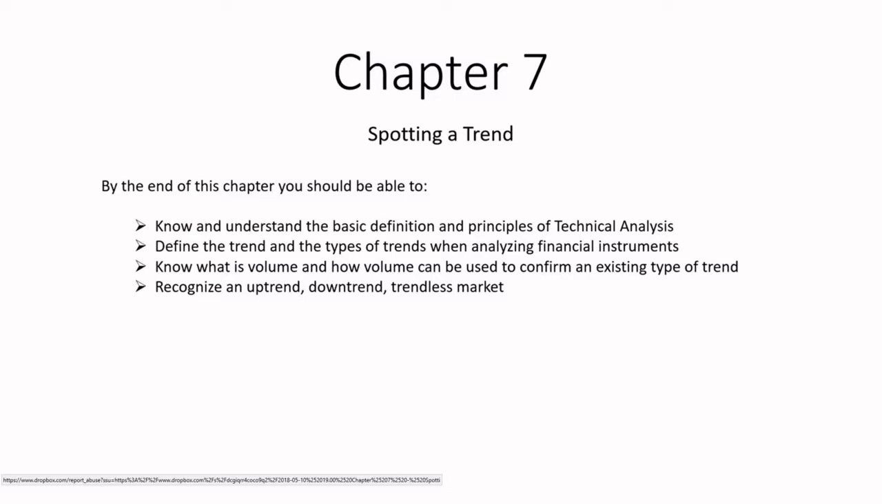Number two, define the trends and the types of trends when analyzing financial markets. Number three, know what volume is and how volume can be used as a confirmation signal of an existing trend, of any type of trend, and also recognize how to correctly identify and confirm an uptrend, a downtrend, or a trendless market.